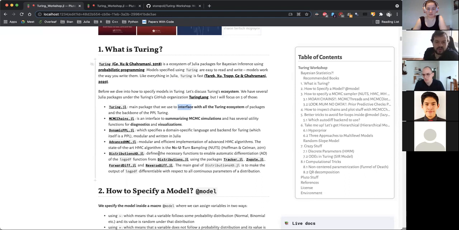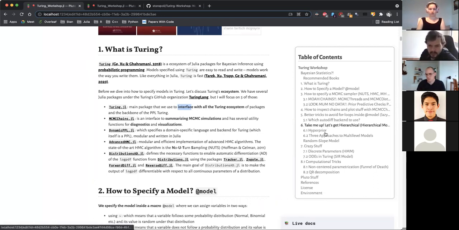We have also DistributionsAD. The AD is for automatic differentiation, and it's the package that makes it possible for Turing to evaluate any joint probability or probability distribution with respect to its parameters and get the log PDF, and most important, the gradient of the log PDF. And it can use either forward mode or reverse mode autodiff. I will also talk about this in 5.1. And these are the main packages.